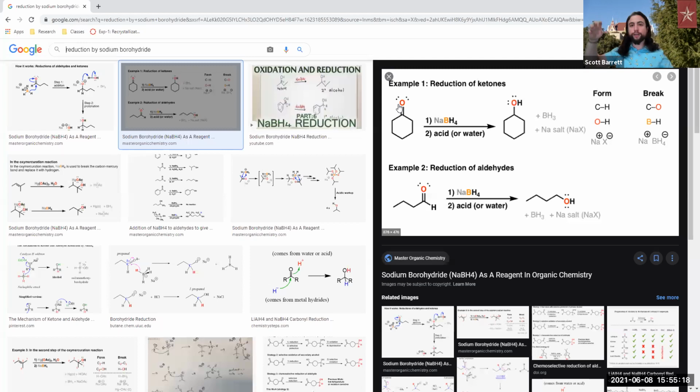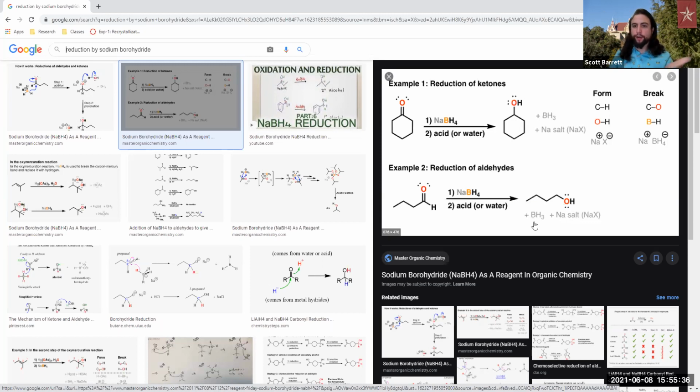Then your oxygen will go forward and attack a neighboring water group, removing the hydrogen from the water, finally being quenched in order to create our secondary alcohol. And then once again here is our aldehyde going forward to create our primary alcohol, with a side of borohydride here and a sodium salt, depending on what the additional halide is that's in the mixture. So in this case here as well, you would have a sodium halogen salt, and then as well the borohydride.